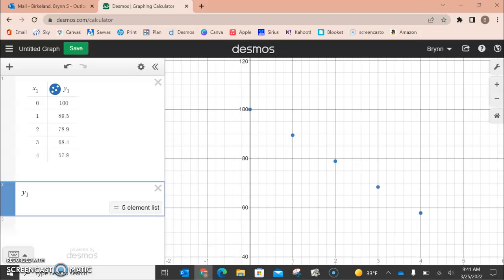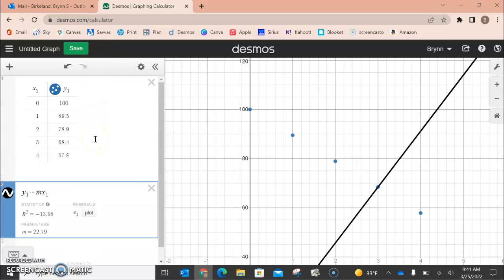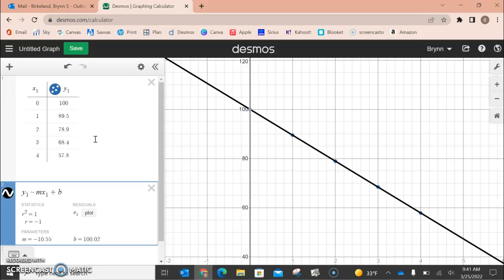So since we think it's a line and we want Desmos to make us an equation, we type our y1, because we want to use these y1 points up here, and the little tilde, mx1 plus b, because that's the general form of a line. Look how great that black line fits there.